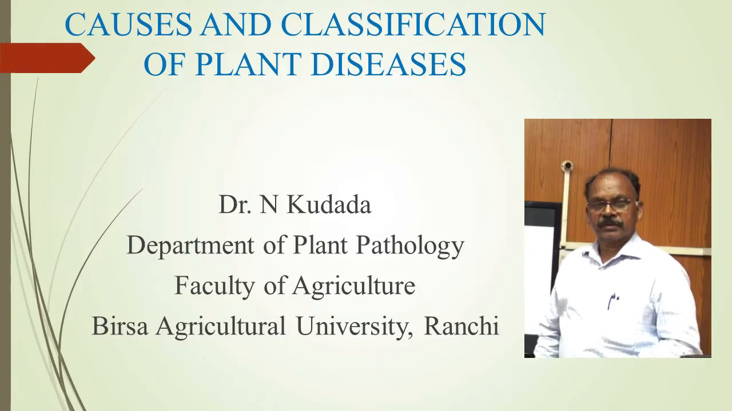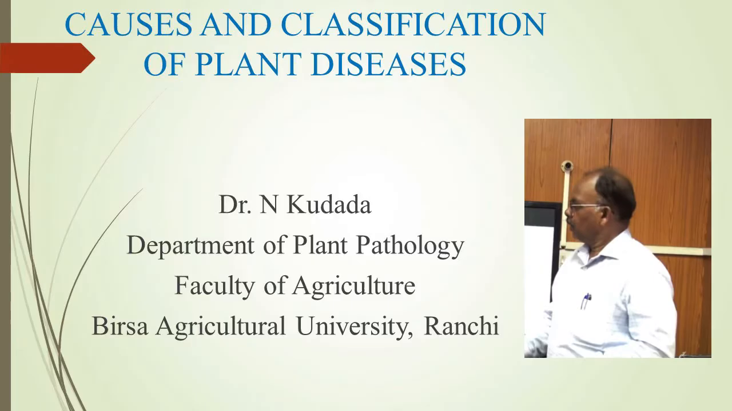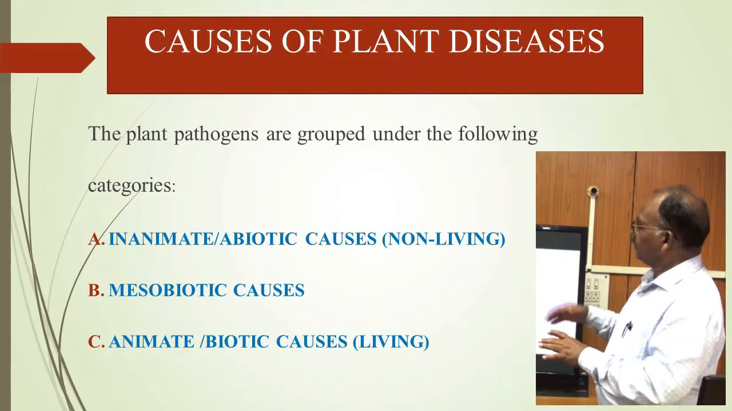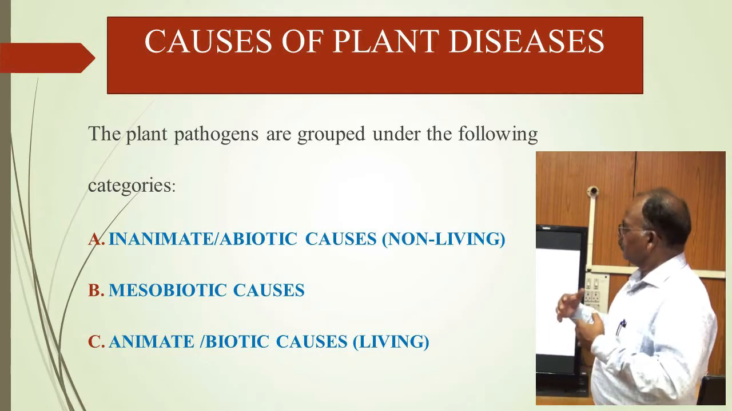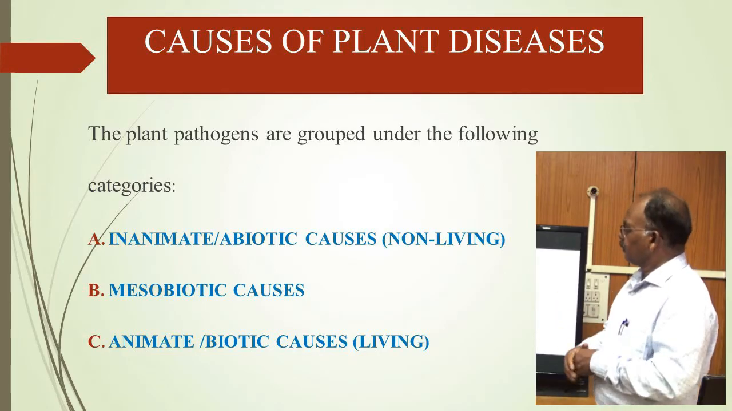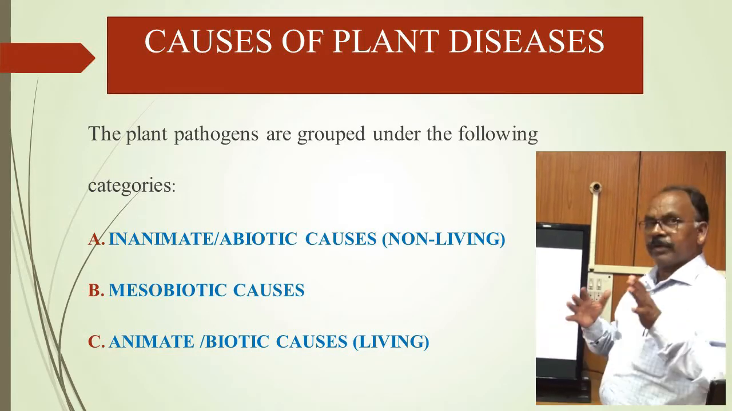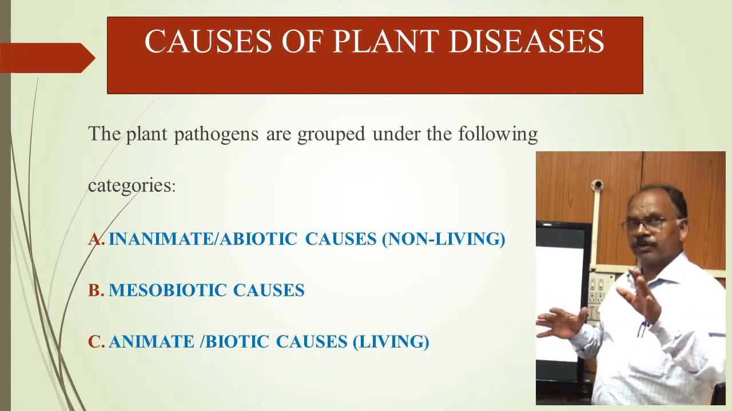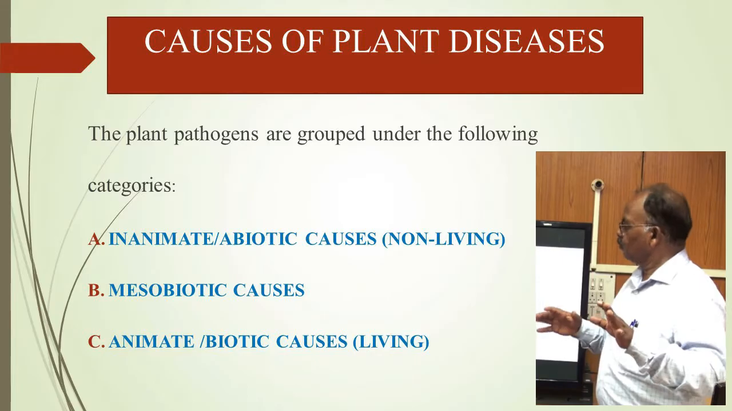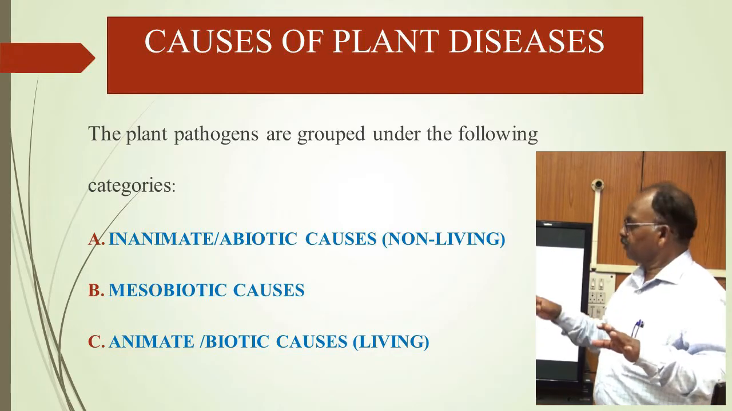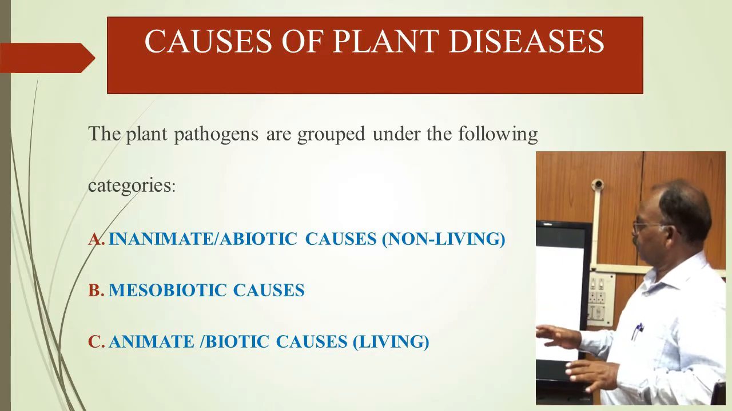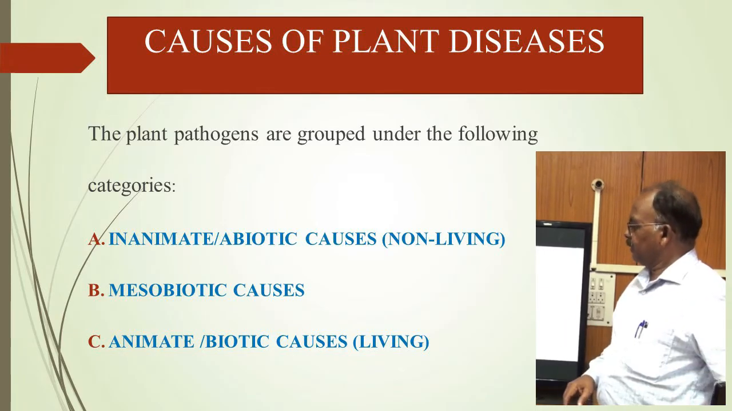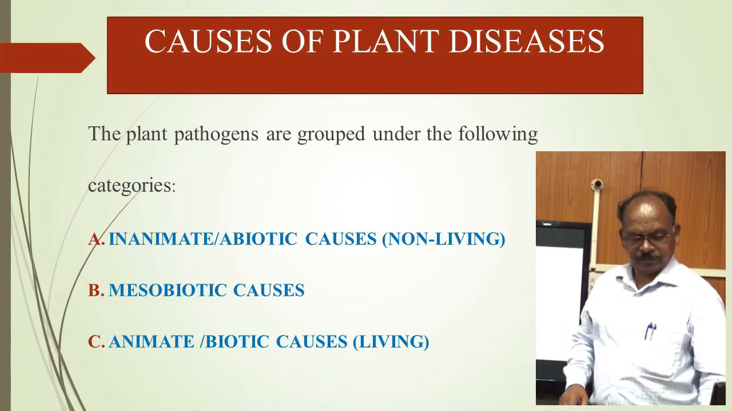Today I will discuss the topic causes and classification of plant diseases. Causes of plant diseases may be pathogens, and pathogens may be fungi, bacteria, viruses, nematodes, protozoa, etc. The plant pathogens are classified or grouped under the following categories. First group is inanimate or abiotic causes, mesobiotic causes and animate or biotic causes.